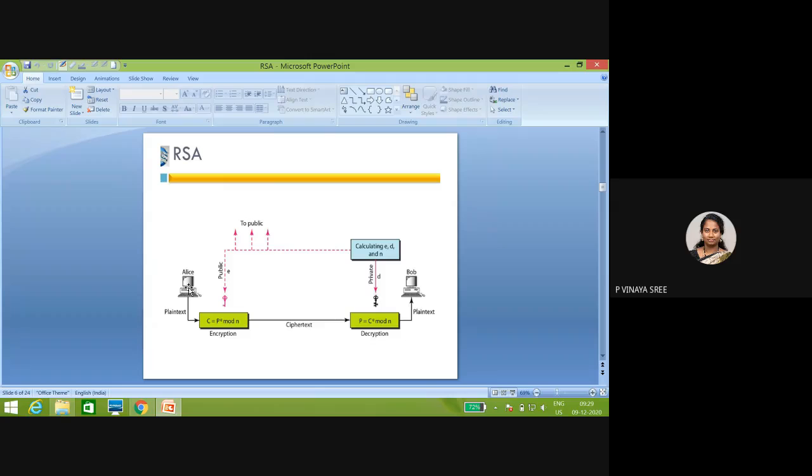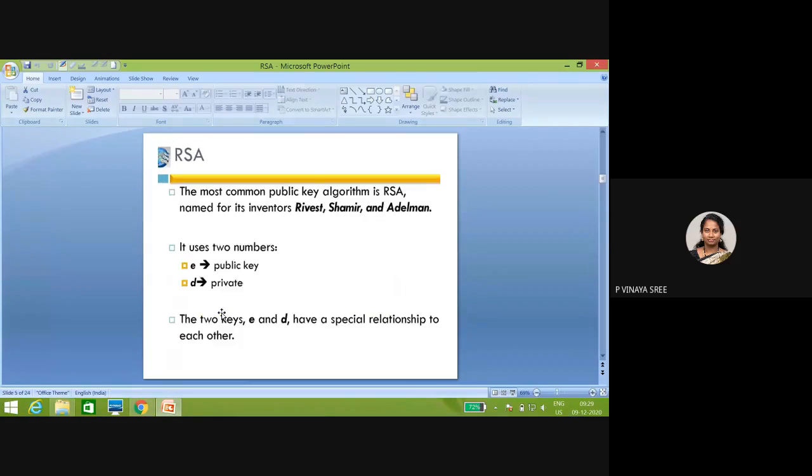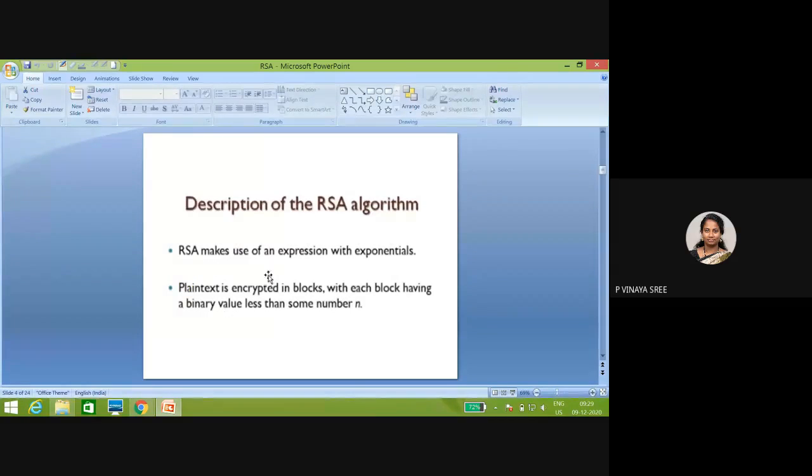Okay, so now Alice wants to communicate with Bob. So what Alice will do, Alice will take from the centralized directory a public key E and will encrypt. So how is the ciphertext generated from the plain text? Just now I said that it uses exponents, right? So it makes use of an expression with exponentials.